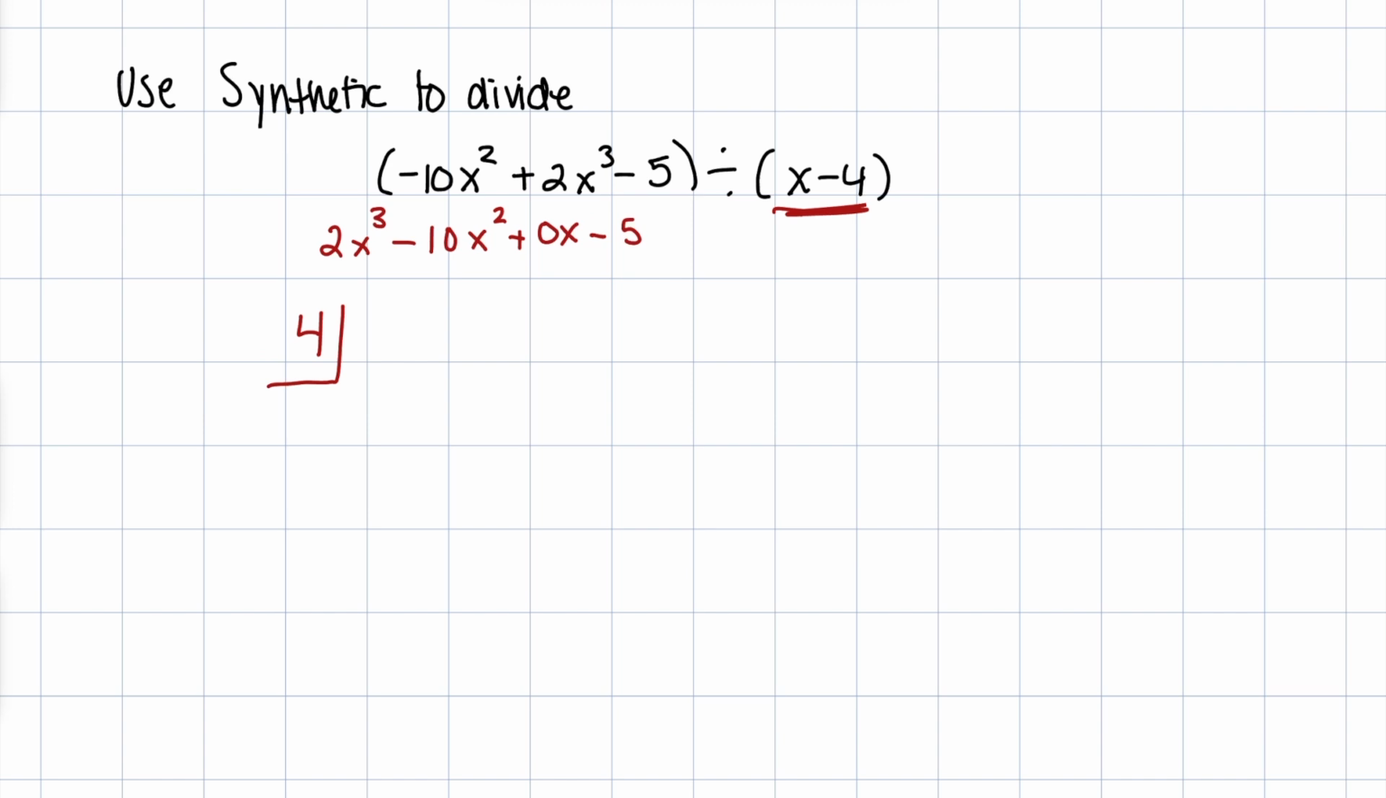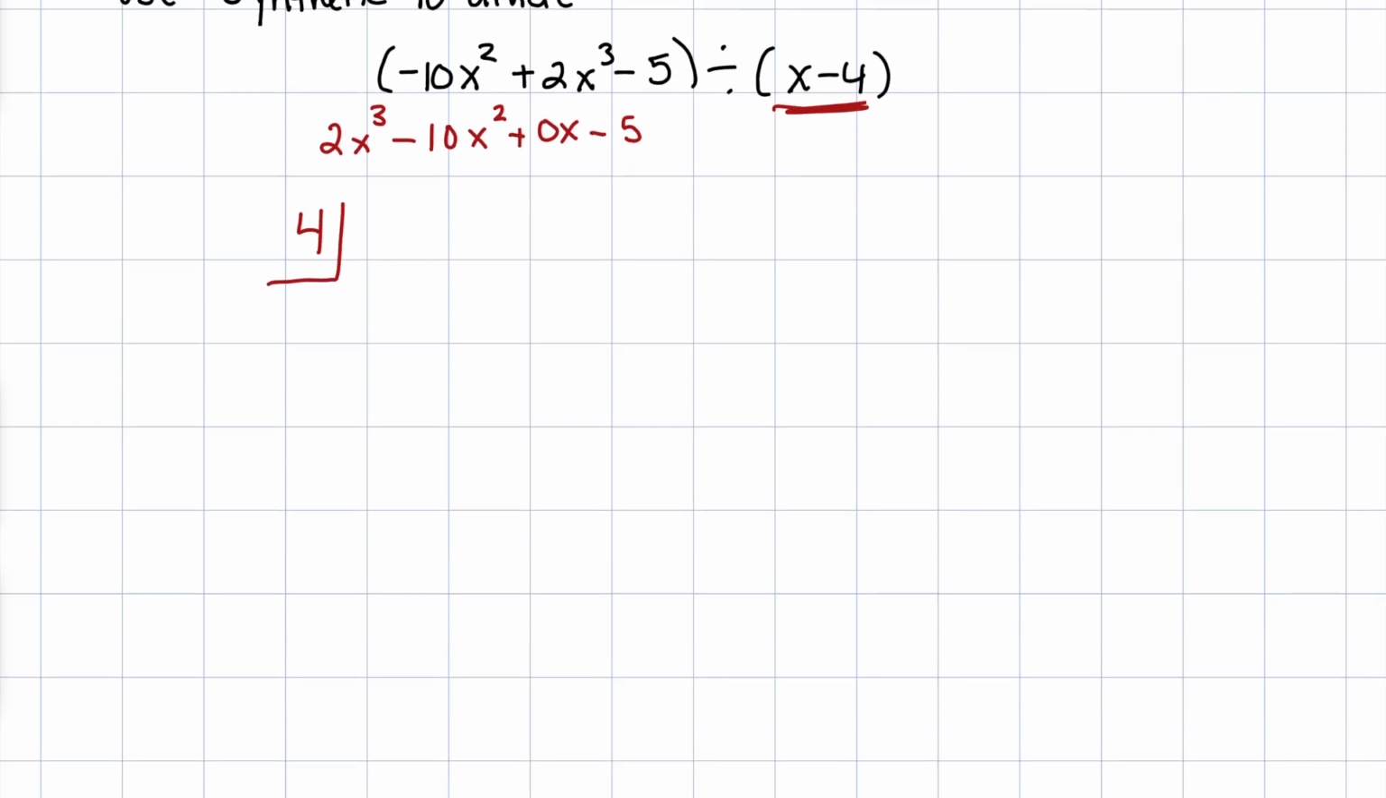Whenever you're dividing into something that has a missing term in descending order, you must put a placeholder there as a 0. You have to, because if you do not, it will mess up the entire calculation. So, first thing that we do is we'll grab all of those coefficients. So I have 2, negative 10, 0, and minus 5. All right, so those are all of my coefficients.